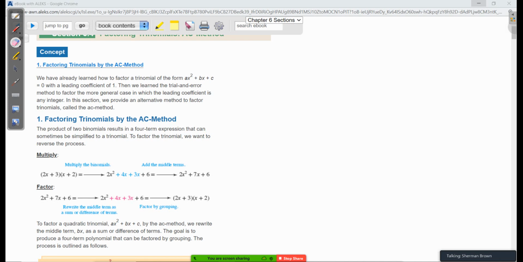6.3 is the trial and error method, and I'm not a fan of trial and error because I like strict procedure. I don't want to go through a particular problem and just kind of guess. So that's what that's reading is, trial and error method. Even though it says we learned it, but we didn't. In this section, we provide an alternative method to factor trinomials called the AC method.